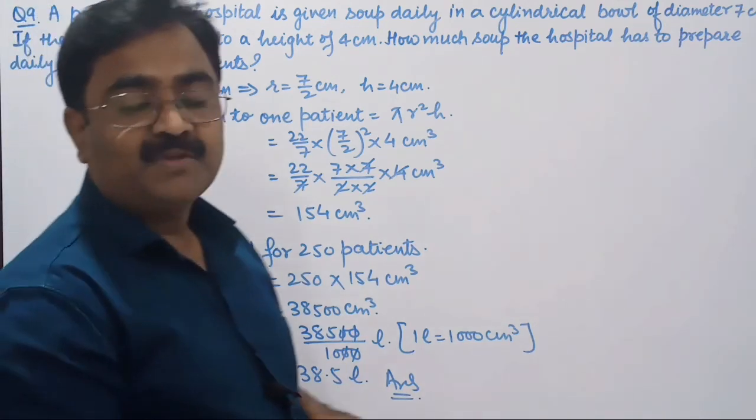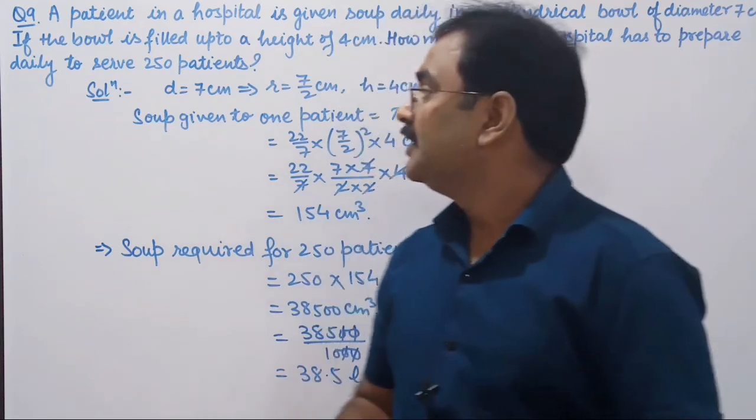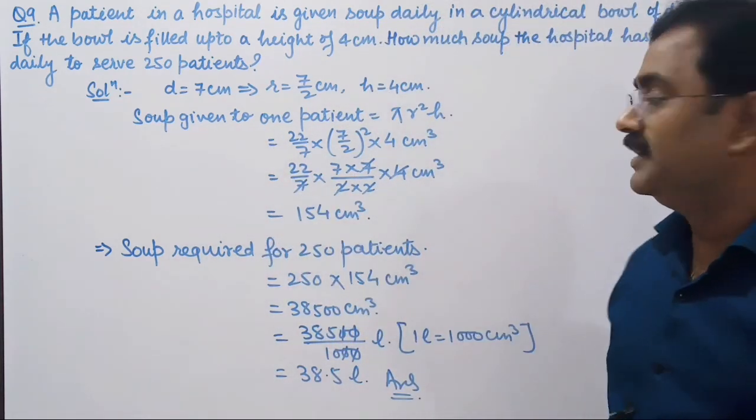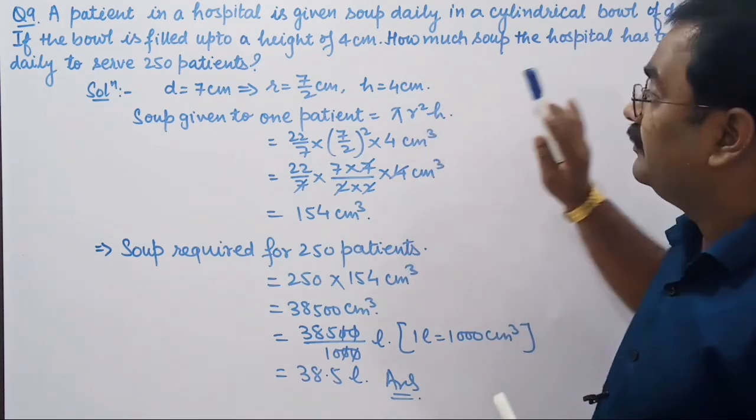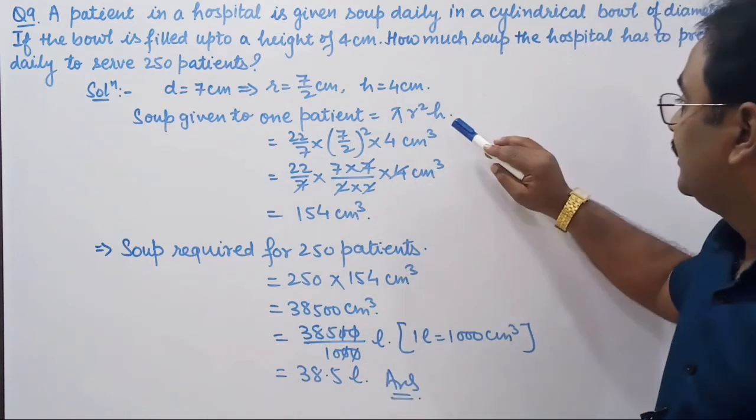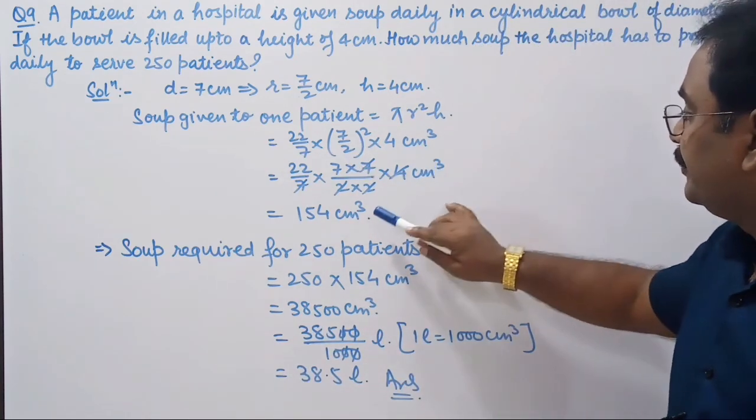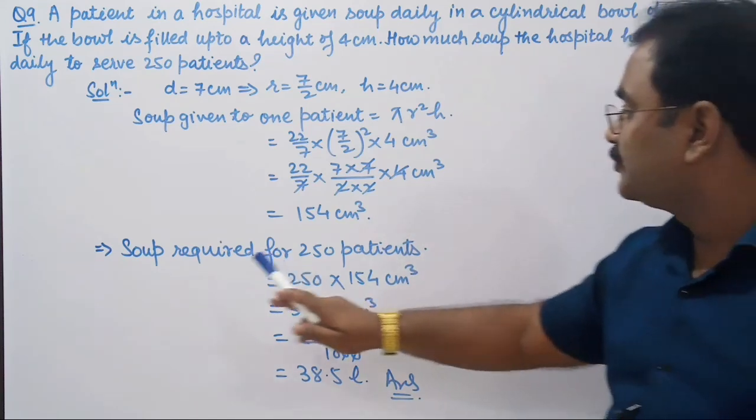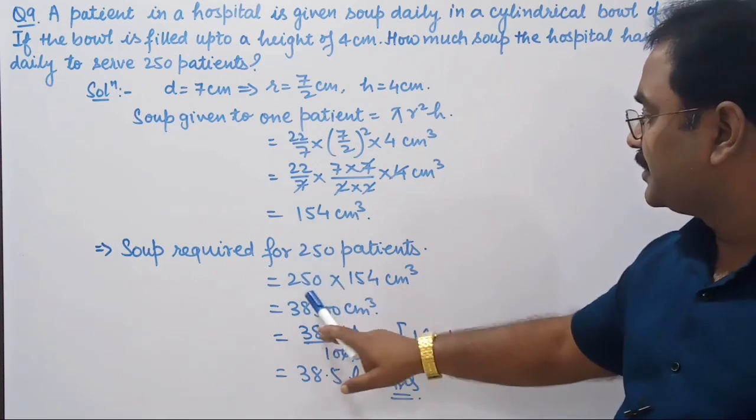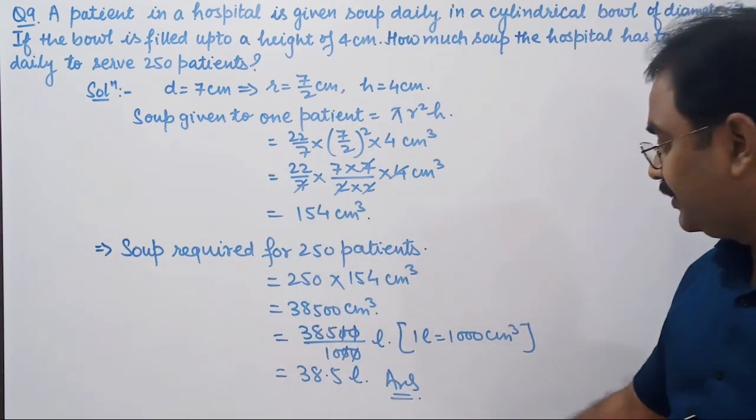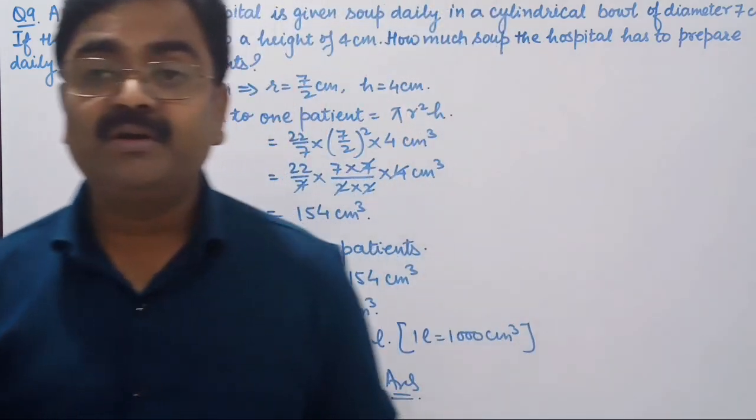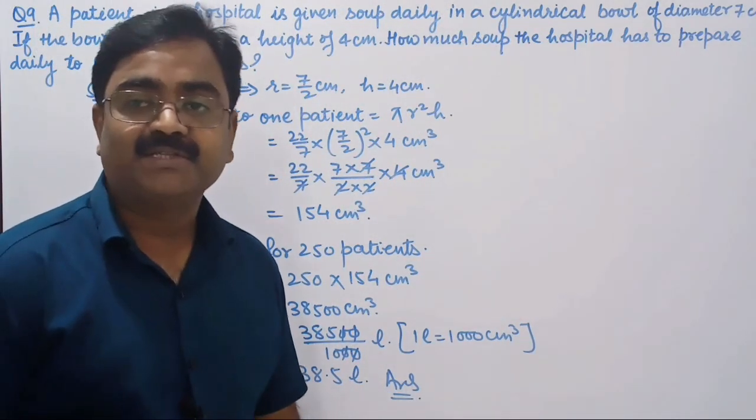Right, friends? So it is clear that first we find out the soup given to one patient, which is the volume of soup filled in the cylindrical vessel, pi r square h. Now we got 154 cubic centimeter. For the soup given to 250 patients, we multiplied it by 250. So we got 38.5 liter of soup required daily for 250 patients, right?